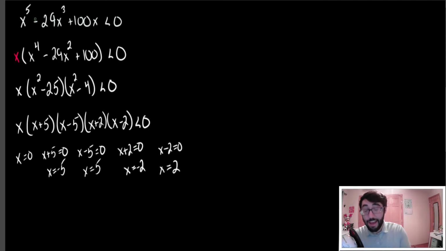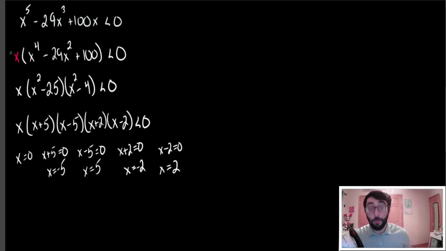So notice here I had a degree of 5, so I ended up with 5 zeros, and they all ended up being real. I first had to take out a greatest common factor of x, that way I was able to factor a little bit further. So I got 5 zeros here, so now I'm going to have to plot all those zeros on the number line and set up a sign table.